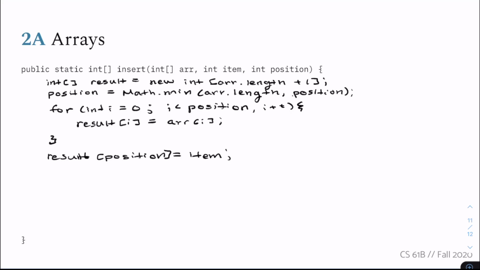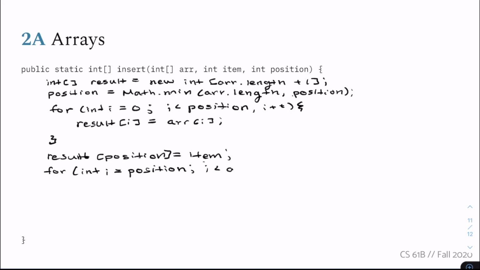And now we have to copy over the second half of our given array into our result array. For this, we will have to start at the position in our old array, because remember, even though we're adding our element at position in the new array, there is some element in the old array at that position, so we have to account for that.